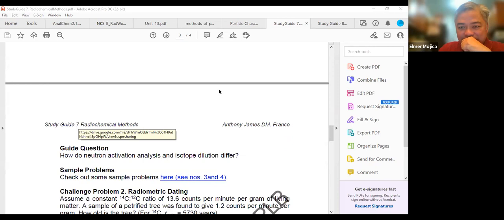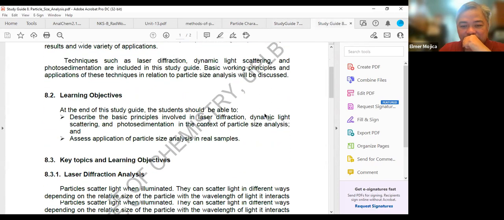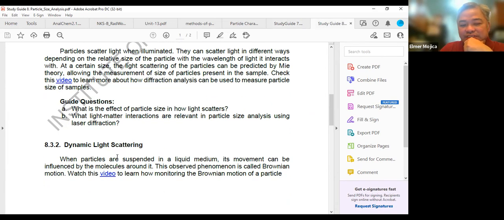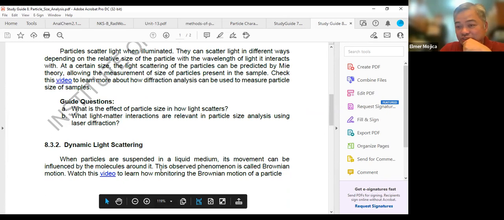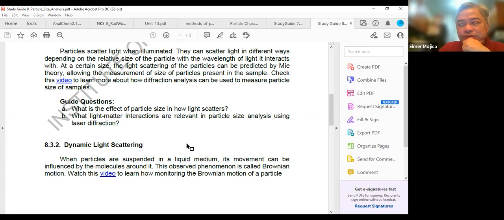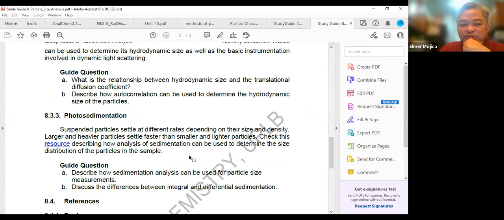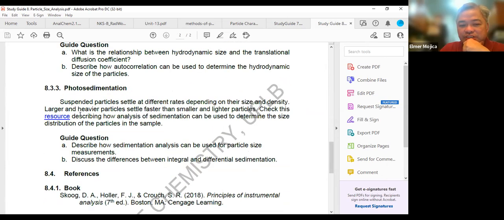And then the study guide 8, I think they also have a very good presentation there of the laser diffraction analysis and the dynamic light scattering. It's usually more than 1 hour. These are new methods. Usually the ones who presented this are companies selling this type of instrument. So I leave it up to you on the resources, and also this what we call photo sedimentation.